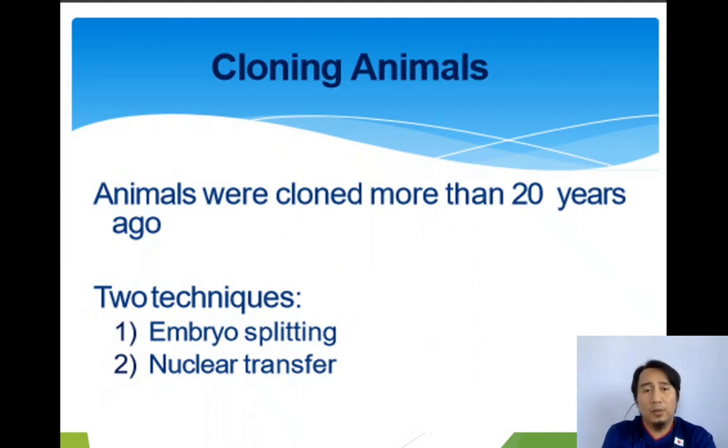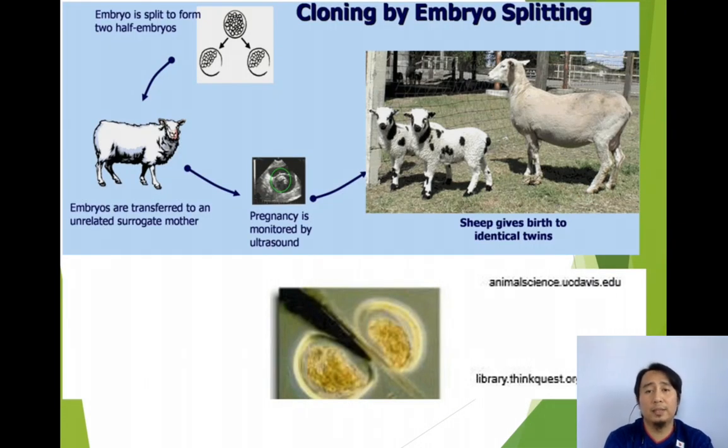Alright, so then let's go to the cloning of animals. This is where Dolly the sheep was made. Animals were cloned more than 20 years ago. There are two techniques that they use in the cloning of animals. The first one is embryo splitting, and the second one is nuclear transfer. So let's go to the first one, which is embryo splitting.